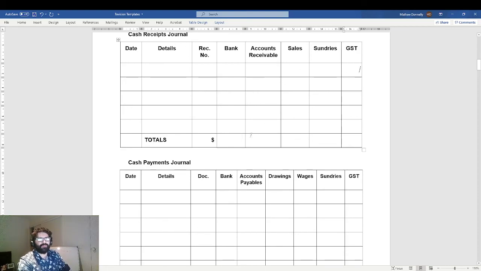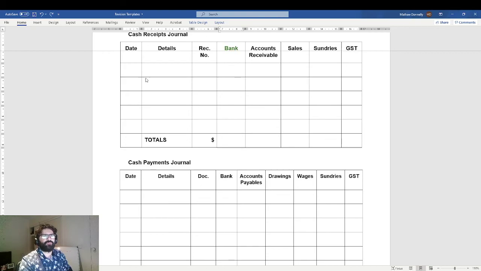Now, subtotaling. We actually subtotal the bottom of every column. So this whole column will add up to the bottom here. That'll be in bold. Same with sundries, same with sales, same with accounts receivable. Now, the basic way this works is accounts receivable plus sales plus sundries plus GST will equal your bank. And I'm actually going to change the color of the bank just so we remember that.